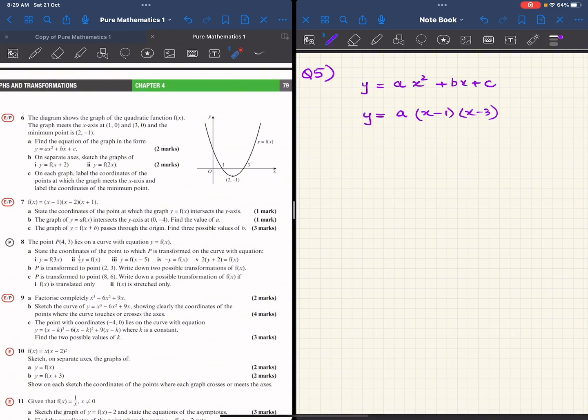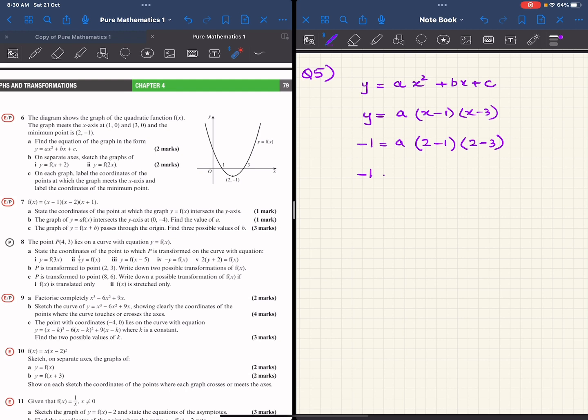Because if we have x minus 1, when it's equated to 0, it gives us x is equal to 1. And x minus 3, when it is equated to 0, it gives us 3. Now, we have plugged in these 2 points. We also have a third point, (2, -1). We can also plug this in because this also lies on the graph. So plugging in our third coordinate, y value is negative 1. a we don't know. x value is 2, so 2 minus 1. Here again x value is 2, so 2 minus 3.